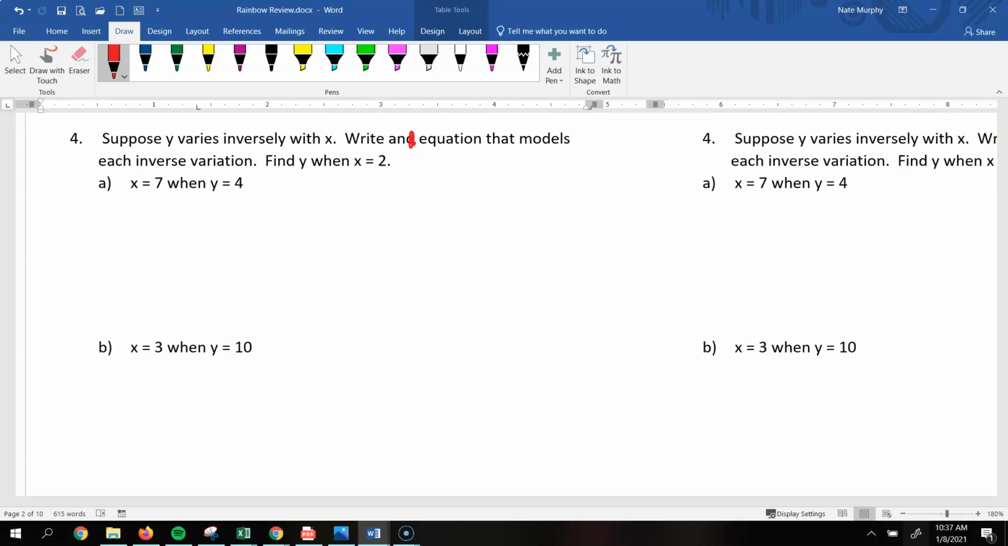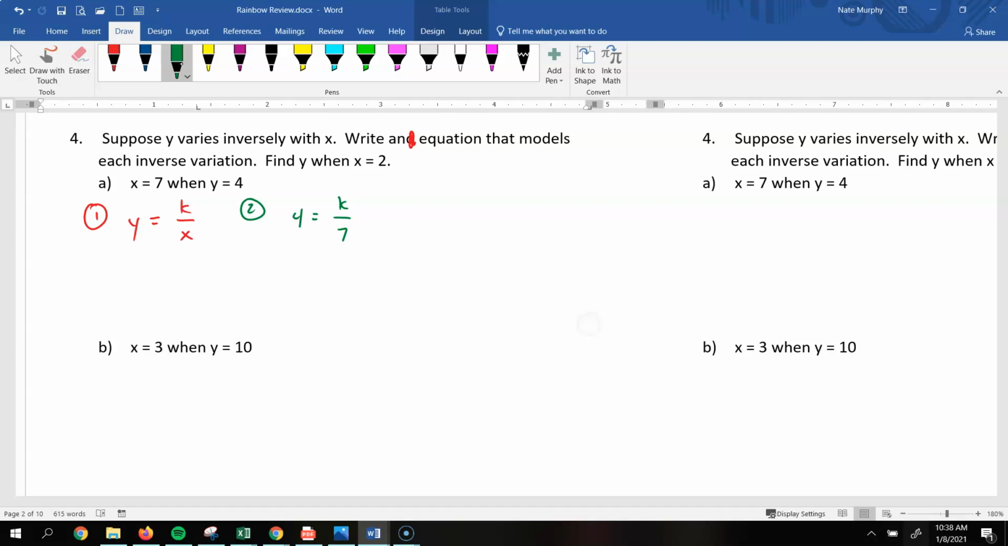Okay, so the first step is to write your general equation. y varies inversely with x, so it'll be y equals k over x. Our second step is to figure out what our value for k is given the information that we have. And we know that x equals 7 when y equals 4. So I'm going to put 4 in for y, and I put 7 in for x.